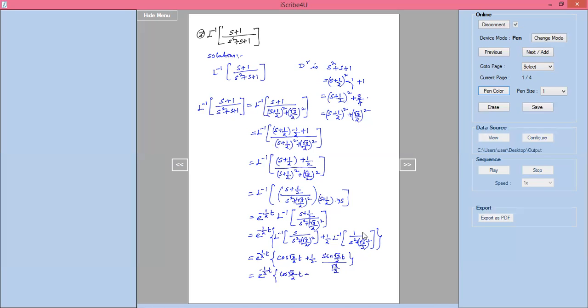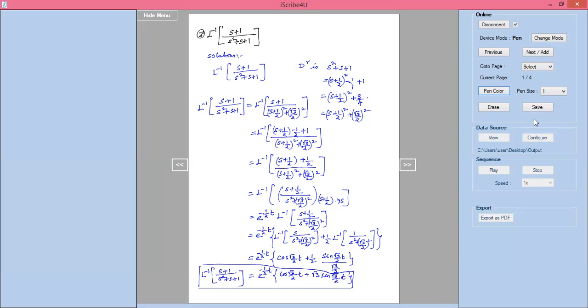plus this one, if you write the reciprocal, 2 gets cancelled, we'll get root 3 into sine root 3 by 2 into t, which is the required solution of L inverse of s plus 1 divided by s square plus s plus 1, which is the required solution for the given problem. Any doubts in this?